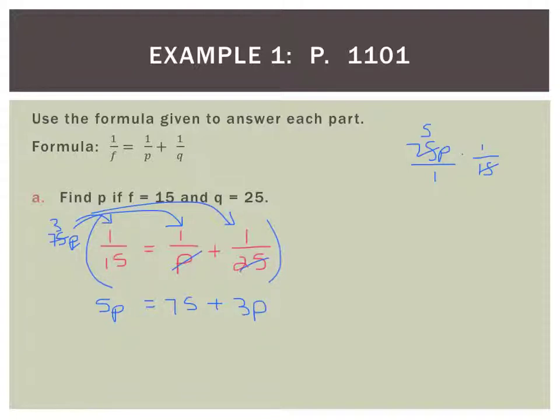Alright, now that we don't have fractions and p is part of the equation, I can just solve it like I've been solving equations. So I'll subtract 3p from both sides, which gives me 2p equals 75. So p equals 75 over 2.